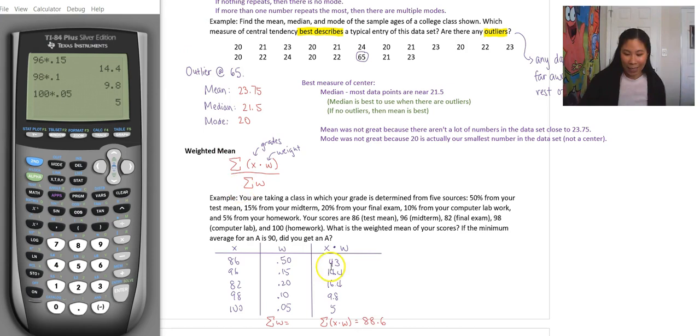So I'm going to add up all the numbers in the x times w column. I ended up getting 88.6, and then I'm going to add up the sum of w, which means adding up all the numbers in the w column, my weights. I end up getting 1 for that. So dividing these two things, 88.6 divided by 1 gives me 88.6. So that's my final grade, which is like a B+. If the minimum average for an A is 90, did you get an A? That's a no. Wah wah.